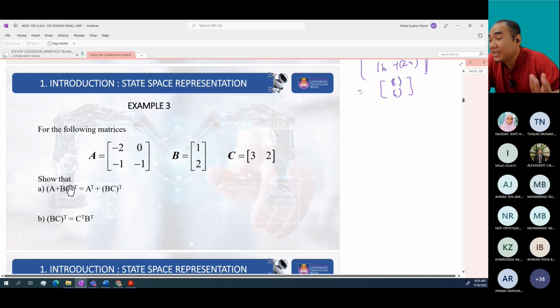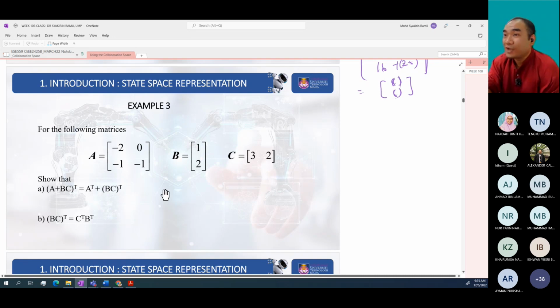Dapat some matrix. And then you dapat the result of the operation on the left hand side of the equation. And then you do the operation on the right hand side of the equation. If you are able to show that they got the same value, and then it is shown that (A + BC)ᵀ is equal to Aᵀ + (BC)ᵀ.